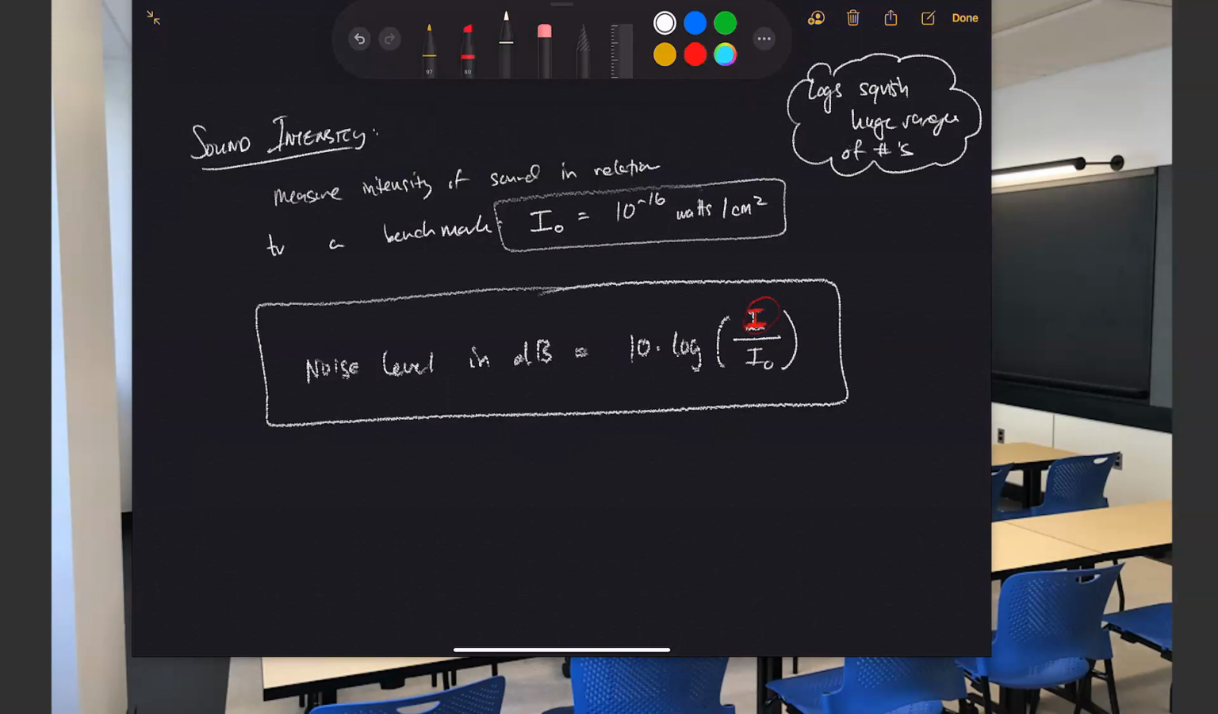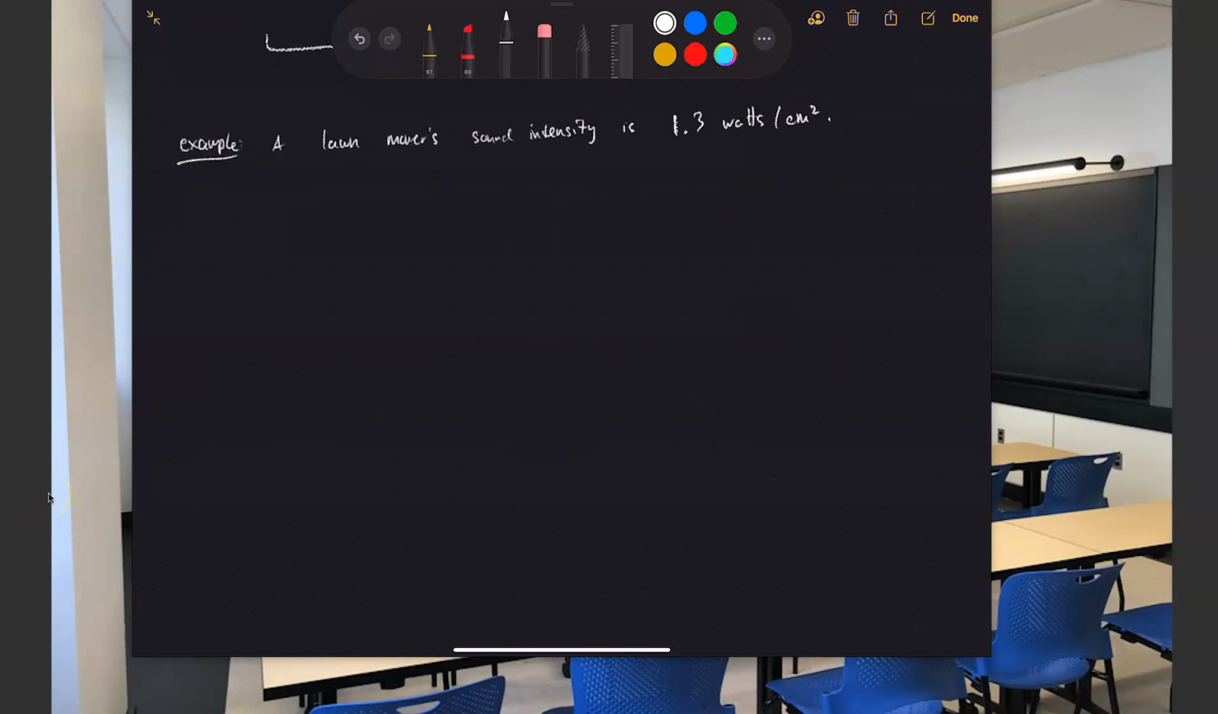Okay, so let's do an example using this formula. A lawnmower has a sound intensity that's been measured at roughly 1.3 watts per centimeter squared, and we can pretend we had some tool that measured this. My first question is: what is the intensity of sound, measured in decibels, of the lawnmower?